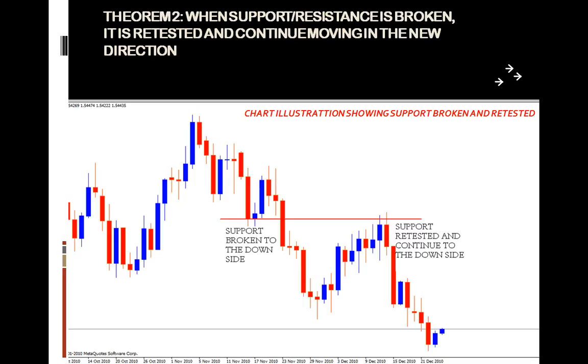So what this one is telling us is, if a support is broken, most likely price will come to retest that broken support and continue moving in the down direction, in the bearish direction.